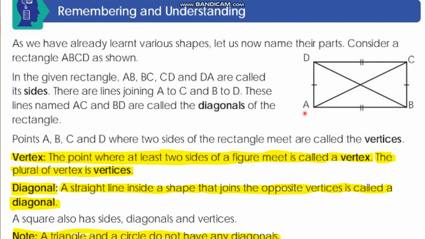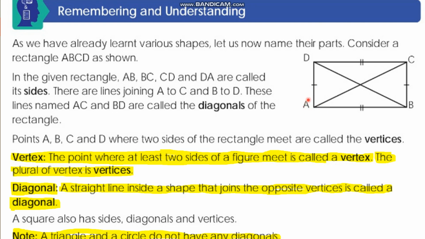Okay, now points A, B, C and D are where two sides of the rectangle meet. Now look children, this side and this side. These two sides are joined at a point A.